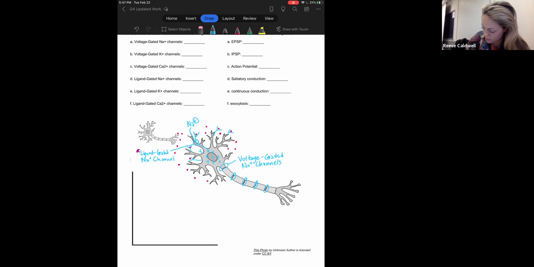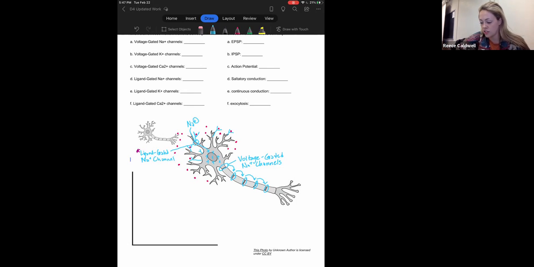And so we opened those because the cell became more positive. It became positive enough to reach the threshold at the axon hillock. And we opened up these voltage-gated sodium channels along the axon. So with myelinated axons, we see that the impulse jumps in between the myelin cells. These spaces in between the myelin cells are called the nodes, specifically the nodes of Ranvier.